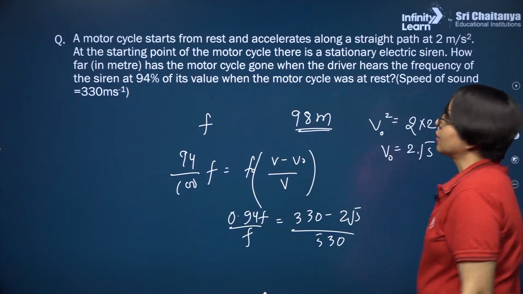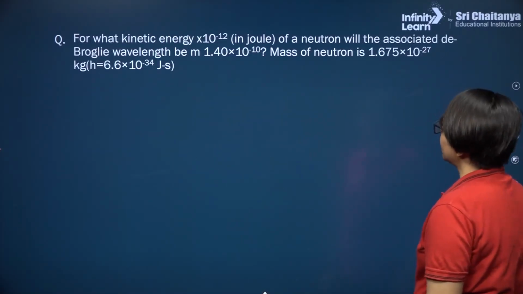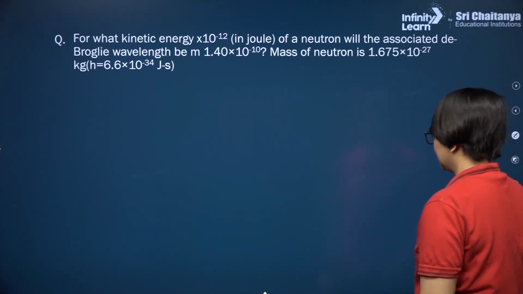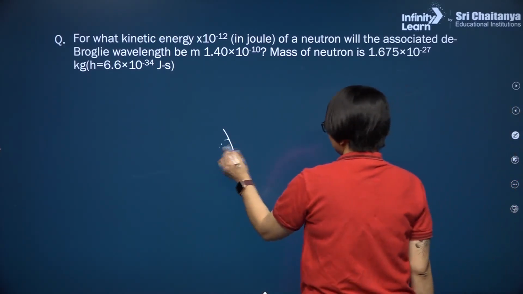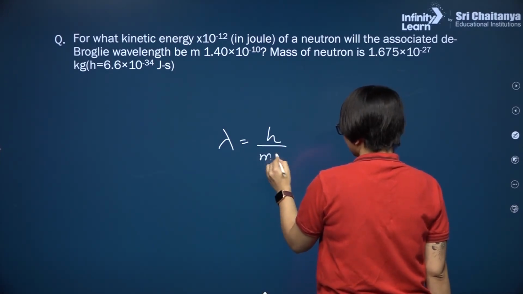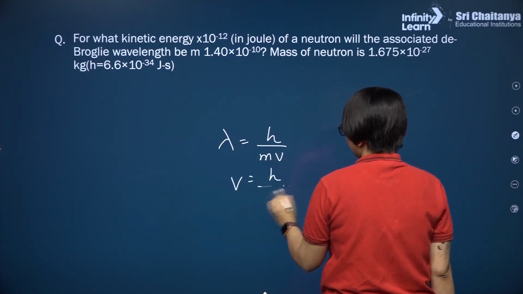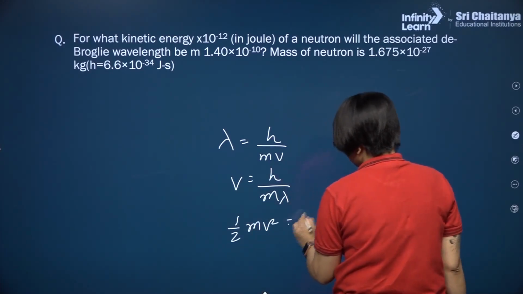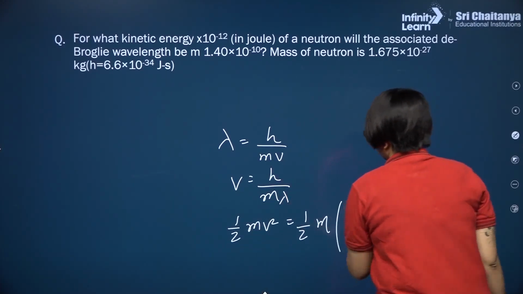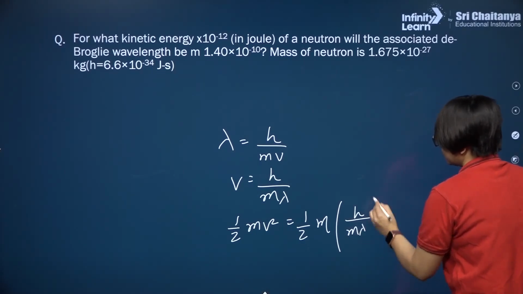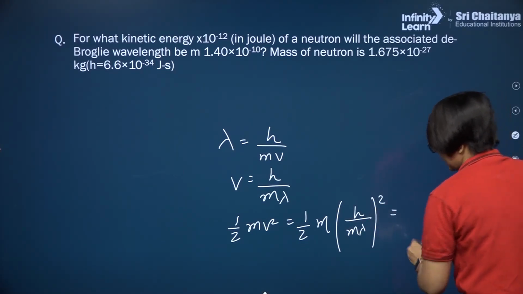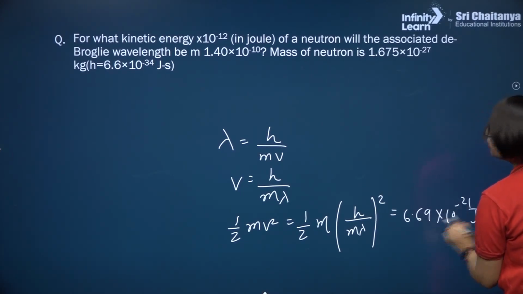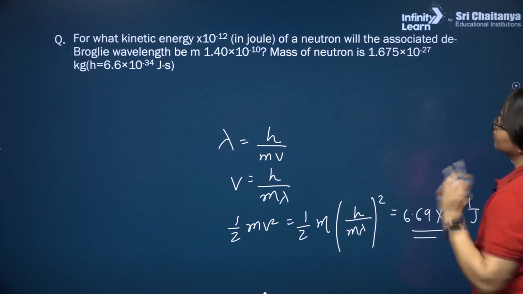Okay. Now next is this one. For what kinetic energy of a neutron will the associated de Broglie wavelength be this? So the de Broglie wavelength lambda is equal to h upon mv, right. So V is h upon m lambda. So over here, half mv square is the kinetic energy, which is half m into (h upon m lambda) whole square. So this will give you the kinetic energy as 6.69 into 10 power minus 21 joules, right. So that is the correct answer.